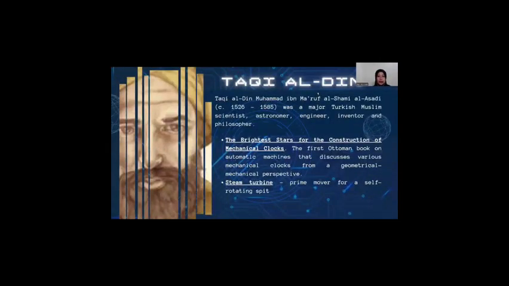So the next one is the steam turbine, which is a prime mover with self-rotating speed. A steam turbine is a machine that extracts thermal energy from pressurized steam. Taqi al-Din is actually the one who invented the basic idea of how a steam turbine works, and later it was improved into its modern form by Charles Parsons in 1884. I think that's all from me.